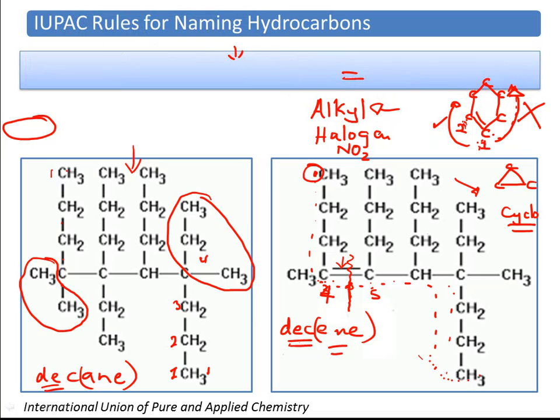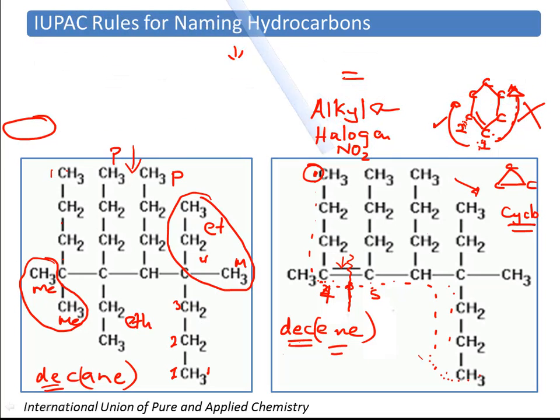So we determine the name for each branch, right? Like here we determined that this was a methyl group, this was a methyl group, this was an ethyl group, this was a methyl group, this one was a propyl, and then we've got an ethyl group there, which is what we did last time, naming this one here.